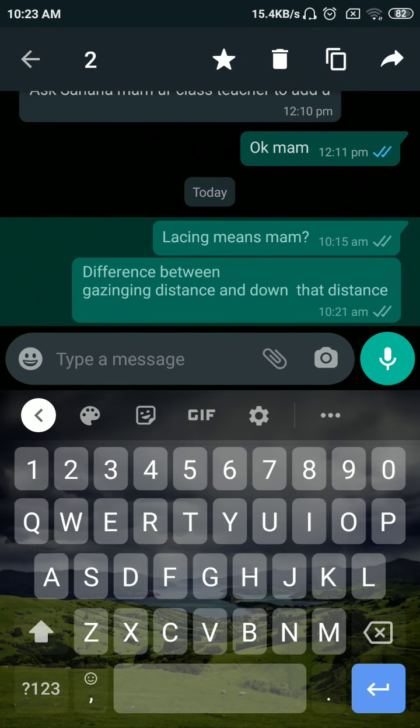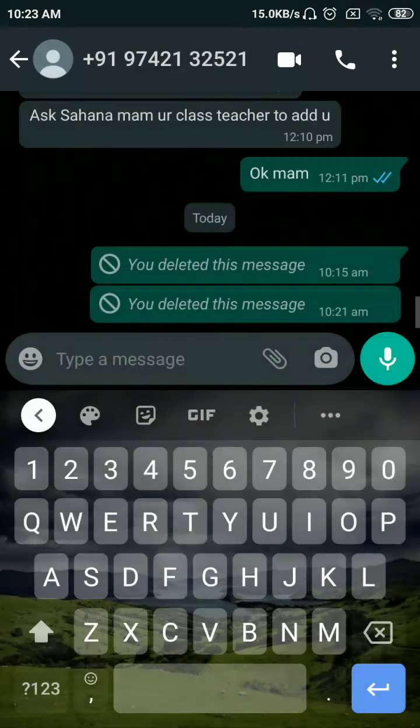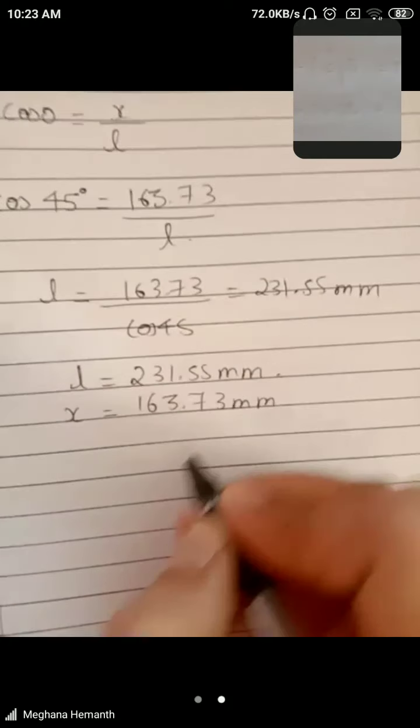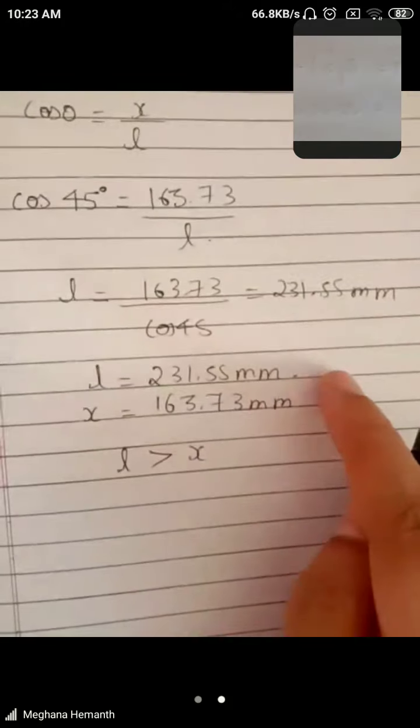Now we can compare, just to verify what I've said. L you have got as 231.55 mm. What is the x distance you have got? You've got your x distance as 163.73. What I said: always your inclined distance will be greater than your linear distance. This is your check.